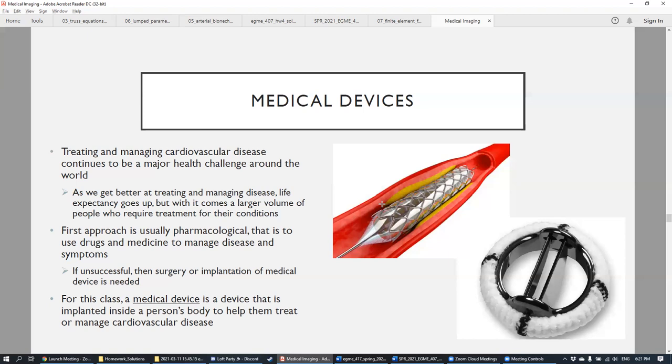And so a medical device, you can kind of think of it as the things that are used in the most extreme circumstances. Medical devices come in many, many different shapes and sizes. But for this class, what we'll classify as a medical device is any device that's implanted inside a person's body to either help them treat or help them manage cardiovascular disease.